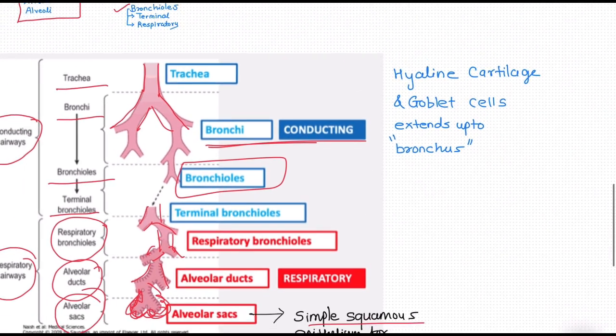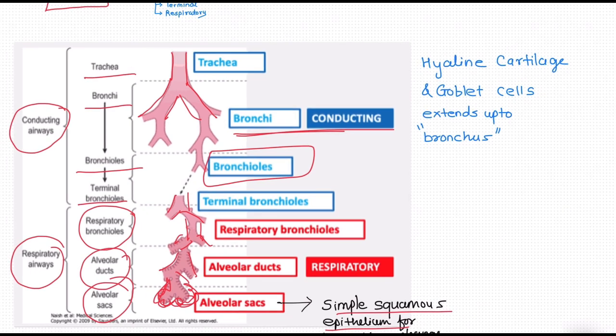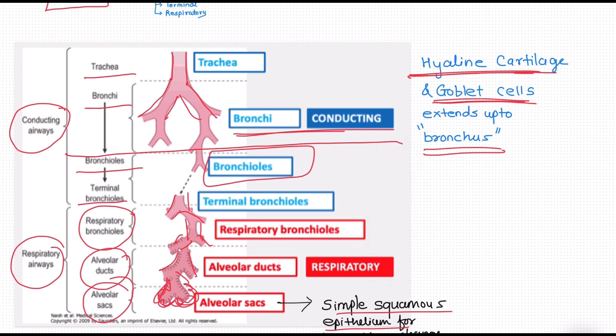Another thing, the trachea is cartilaginous. Which cartilage is present in the trachea? It is hyaline cartilage, and goblet cells are also present, but they extend up to the bronchus only. Hyaline cartilage and goblet cells will be present only up to the bronchus. Beyond that, in the further divisions, bronchioles, terminal bronchioles and respiratory bronchioles, ducts and sacs, you will not get any kind of cartilage and goblet cells.